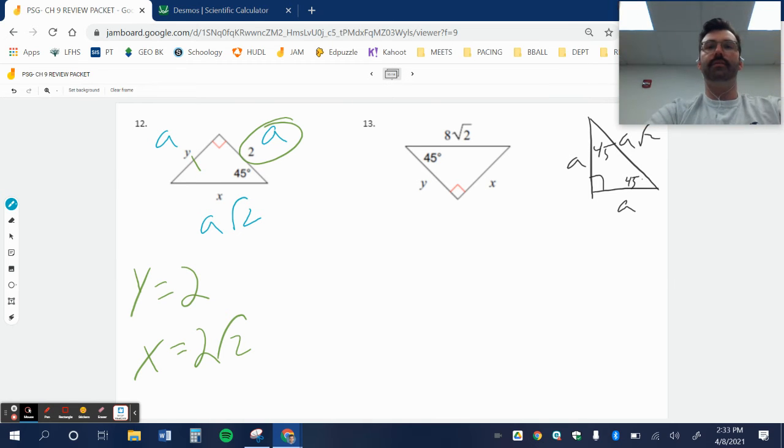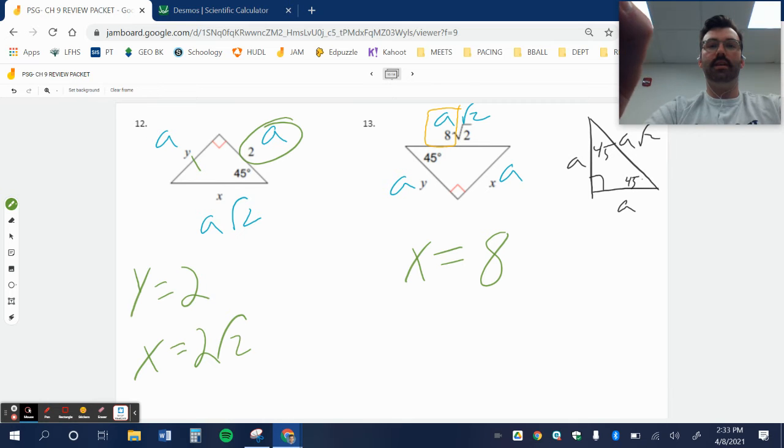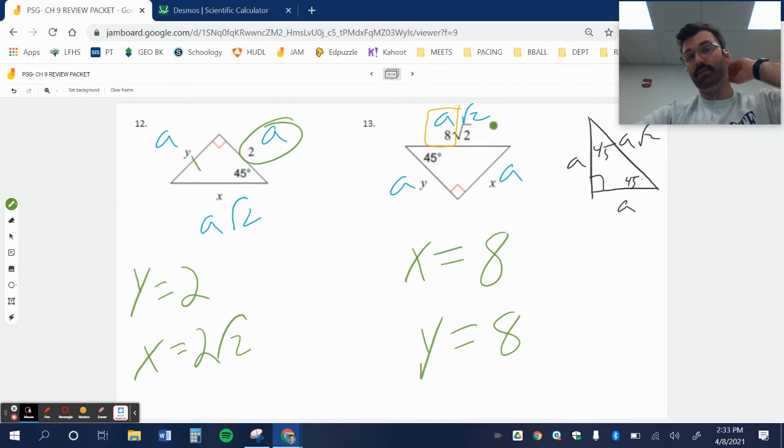Look at my next triangle. This is A, my hypotenuse is A radical 2. Well, look at it again. Check this out. It's 8 root 2. So that tells me that my A is 8. So X is 8 and Y is 8 because the 8 is attached to the radical 2 here. All right, it's 8 times radical 2. Oh, this side in our rule is A times radical 2. A and 8 are in the same position.